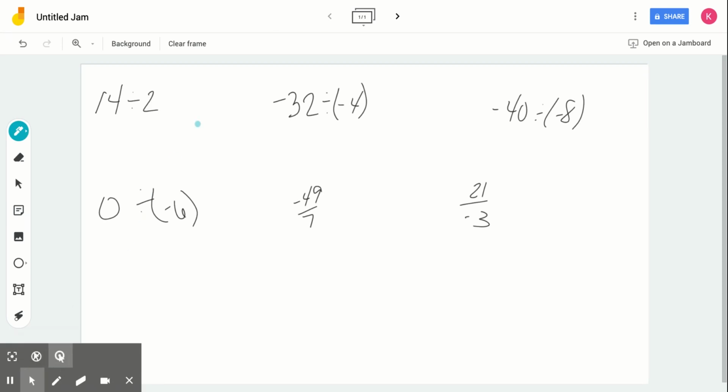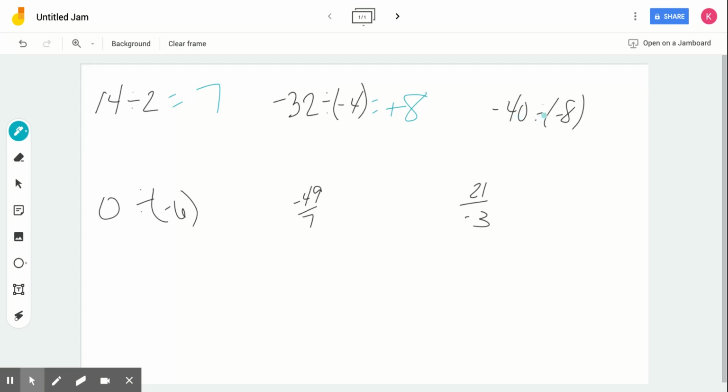Now that you've given those a try, let's take a look at them together. For the first one, we have 14 divided by 2. 14 divided by 2 is 7. Positive divided by a positive is a positive answer. Same sign, so we have that positive number. On the second one, 32 divided by 4 is 8. Again, they have the same sign, so it's going to be a positive answer.